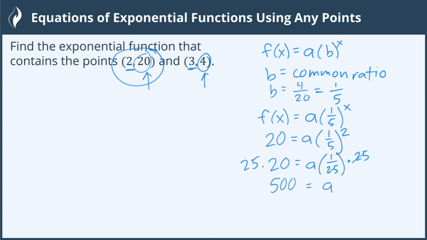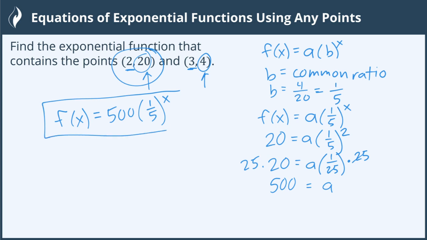So it looks like a is 500 and b is 1/5. Let's go ahead and put those into our general form. f(x) equals a, which is 500, times b, which is 1/5, to the x power. So here is our function that represents this scenario, this exponential decay scenario, and it contains those 2 points. If you wanted to check your work, you could try plugging in those 2 points, and it should yield a true statement.